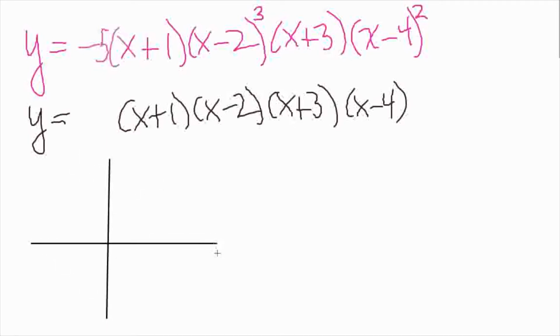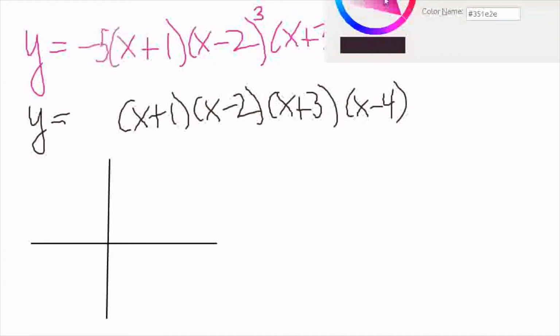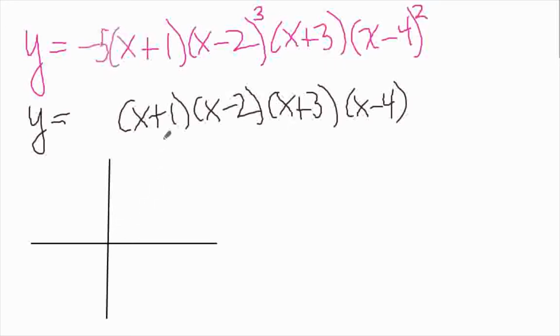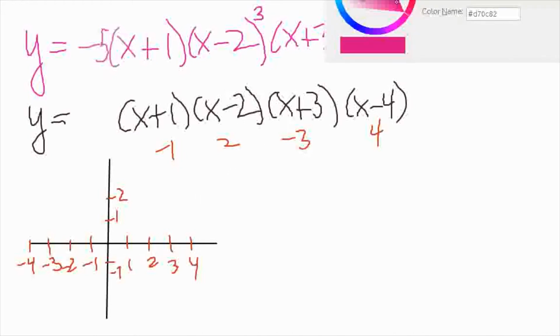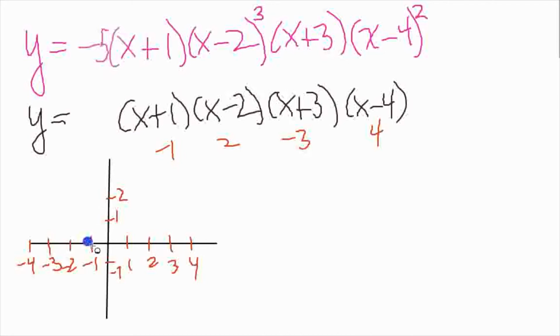First of all, can you see what the x-intercepts are? Remember from algebra that the factored form gives you the x-intercepts. So the x-intercepts, the zeros, are -1, 2, -3, and 4. So we know that the graph has to cross those points. That's already a big help, isn't it? Let's go ahead and put dots there. The graph has to go through -1, 2, -3, and 4.